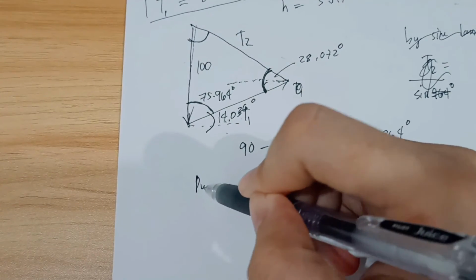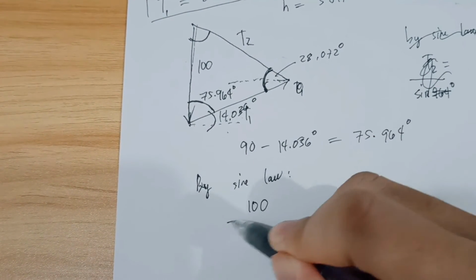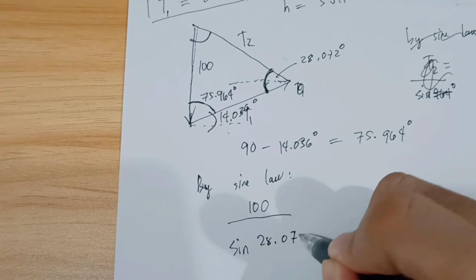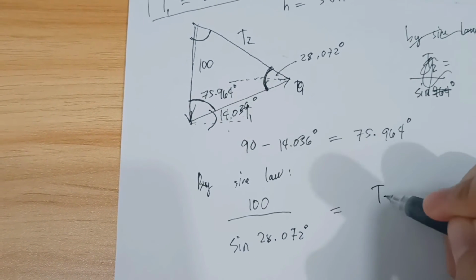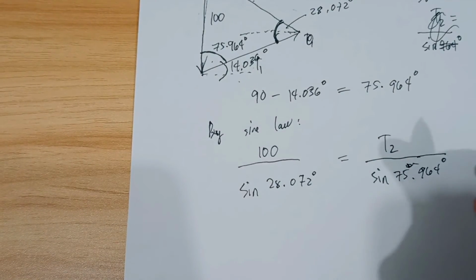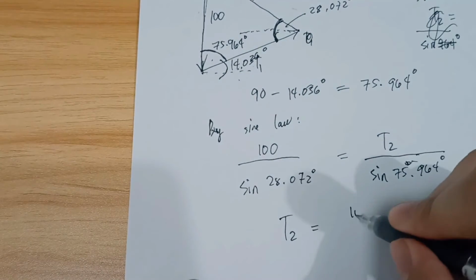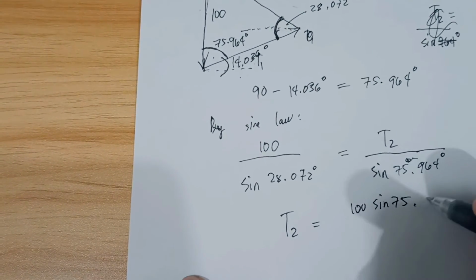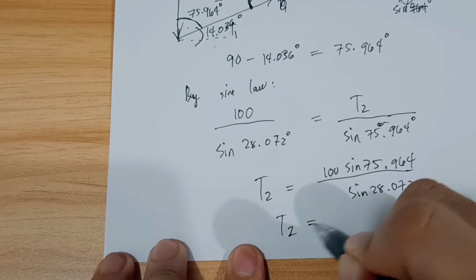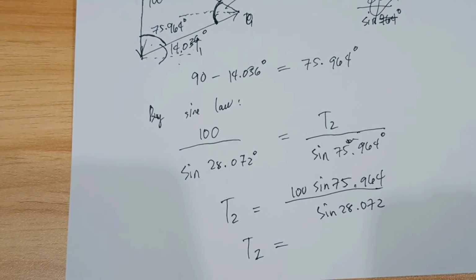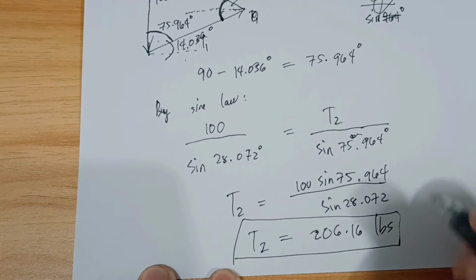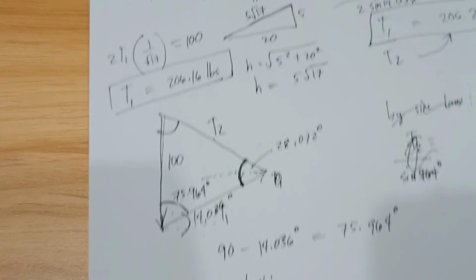So by sine law, 100 over sine, so yung opposite niyang angle, 28.072 degrees is equal to T2 over sine, opposite niya ay 75.964. Cross multiply, T2 is equal to 100 sine 75.964 over sine 28.072. Tension 2 natin ay dapat equal siya dun sa nasolve natin kanina, 206.16 pounds. So equal siya sa T1. So the same siya, ginamit na yung force triangle.